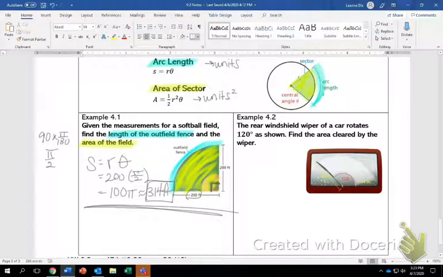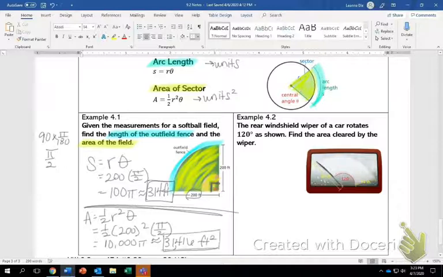So now I'm going to keep going, and I'm going to do our area. Area is going to equal 1/2 r squared times theta. Plug in our pieces, 1/2 200 squared times, again, pi over 2. This is going to give me 10,000 pi, which is approximately 31,416. And since we're talking about feet, we're going to square it. So really this is 31,416 feet squared. All right, so that one's pretty easy, very straightforward.